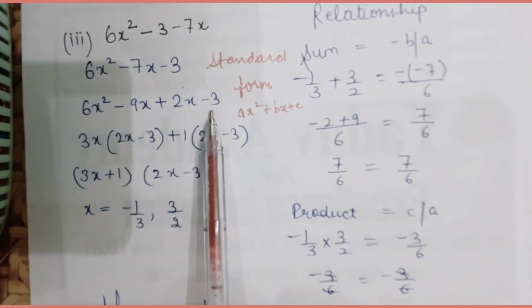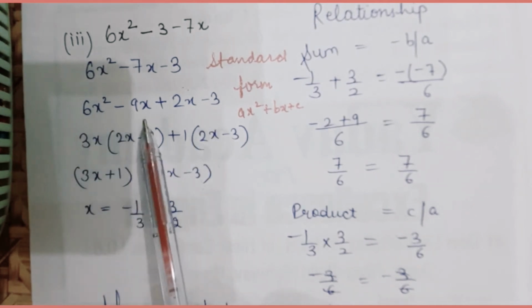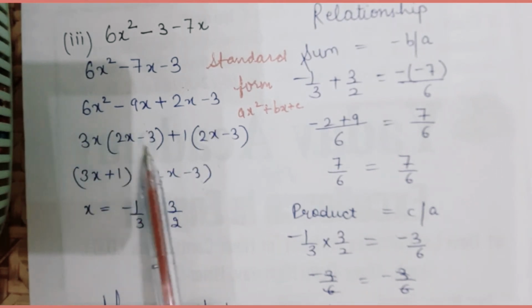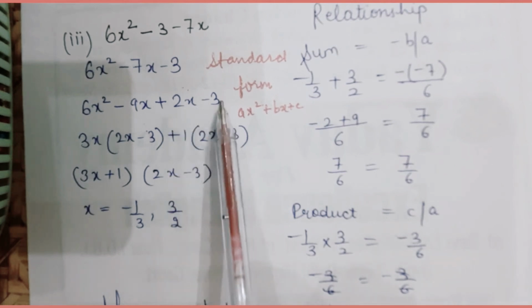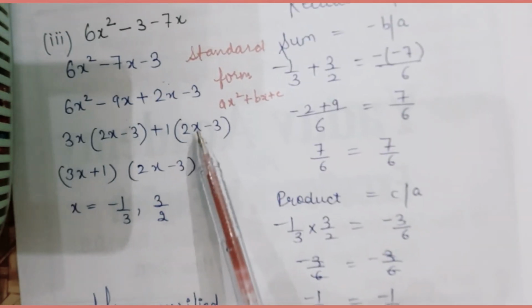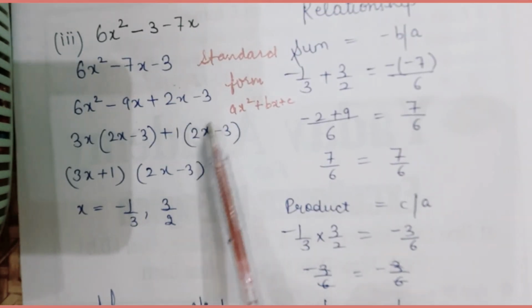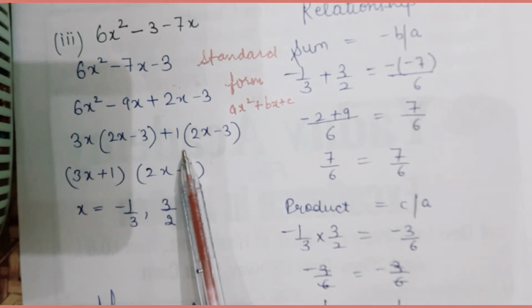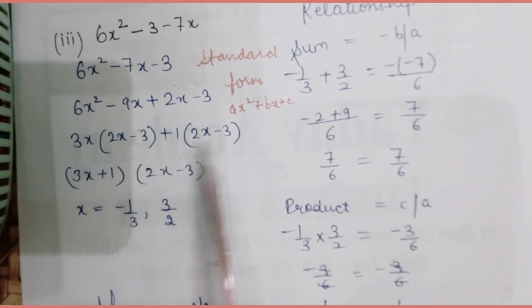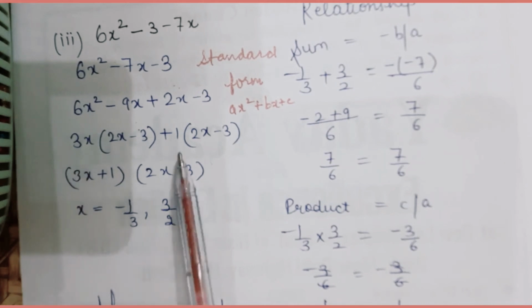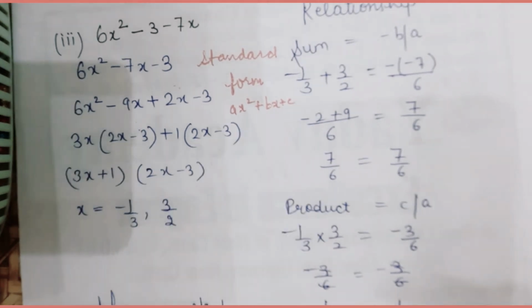From this we will take 3x common from that bracket: 2x minus 3 plus 1. From there we will simply write 2x minus 3. If it were minus 2x plus 3, then we would take minus 1 from there, so that our brackets will be the same. Now 3x plus 1 and 2x minus 3.